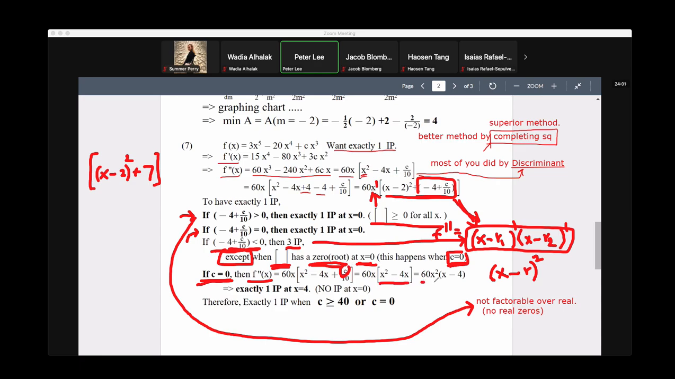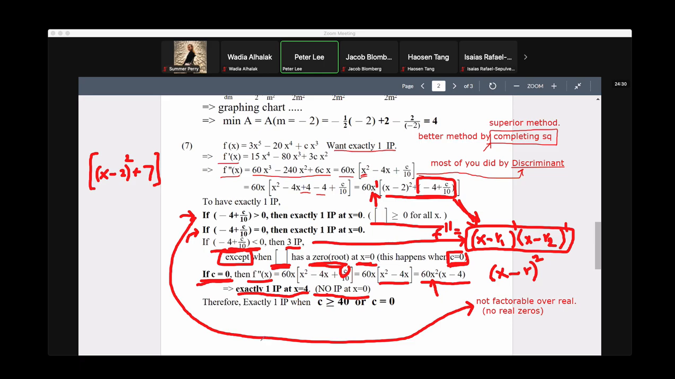And then we get this guy right here. So now the interesting thing happens here. When t is equal to 0, then x equals 0 is not an inflection point anymore. No inflection point at x equals 0. Why? Because x equals 0 is now a double root. So before and after x squared, before and after x equals 0, the sign does not change. And so what happens in this case is we get exactly 1 inflection point at x equals 4.